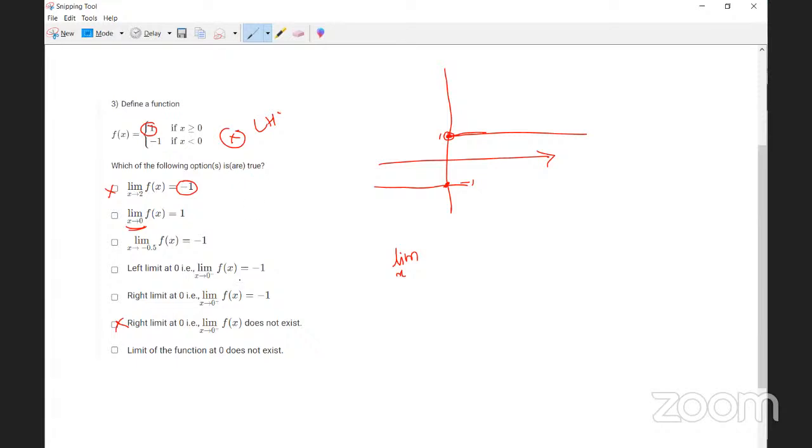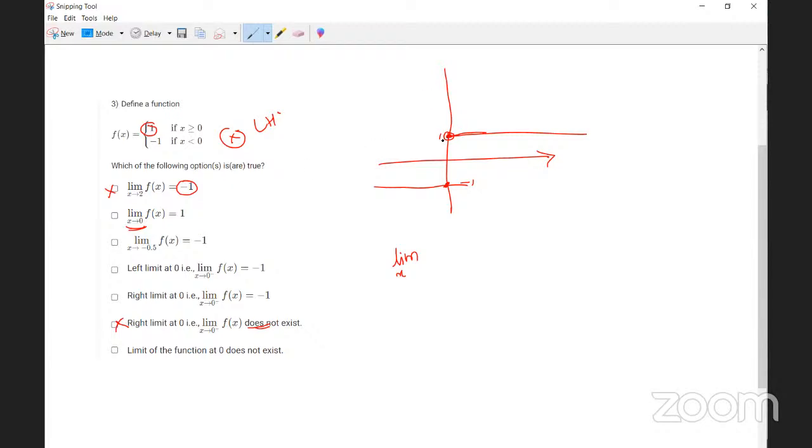Yes, sir, I get this point. But this limit will exist, right? Right. Both the limits will exist, but they are not equal. Yes, sir. And the last option, sir: the limit of the function at 0 does not exist.